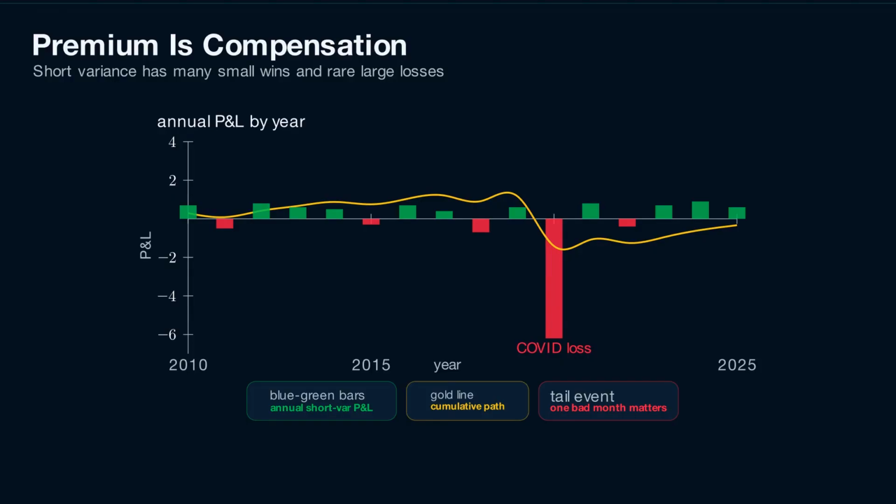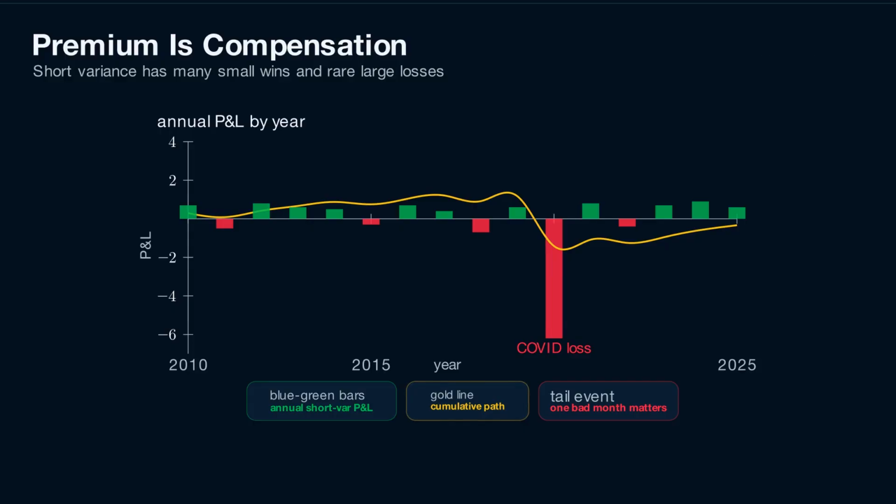The VRP is not a guaranteed free lunch. The premium is exactly compensation for the risk of catastrophic losses. On November 20th, 2008, VIX closed at 80.46, the pre-COVID closing record. SPX realized volatility in Q4 2008 was approximately 60 to 70% annualized.